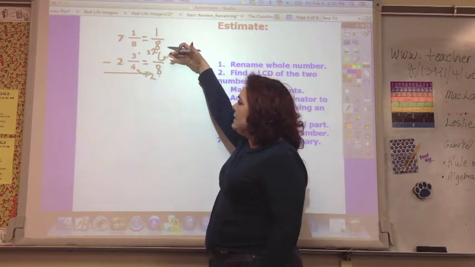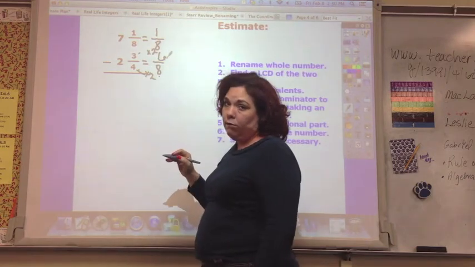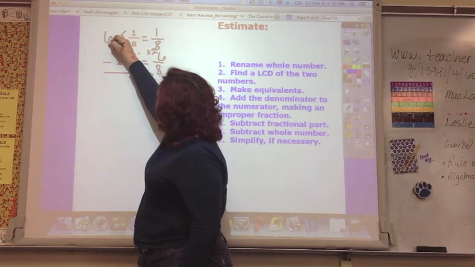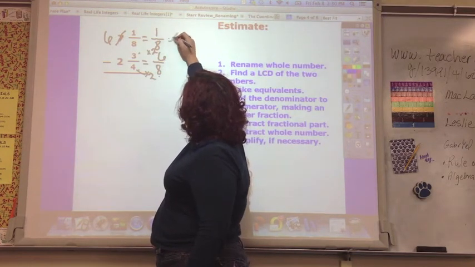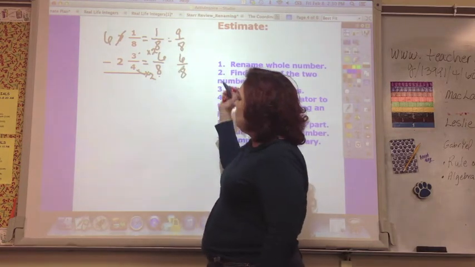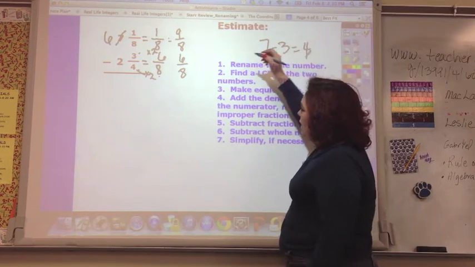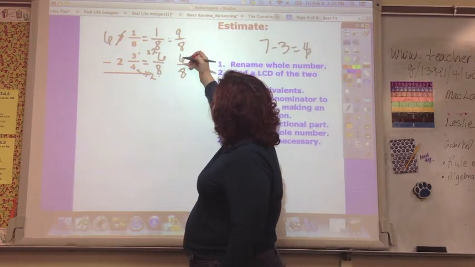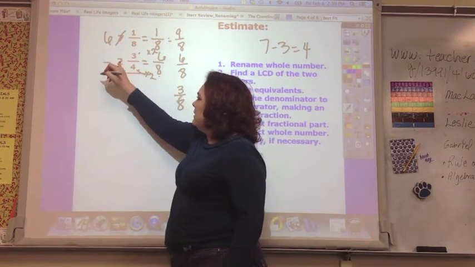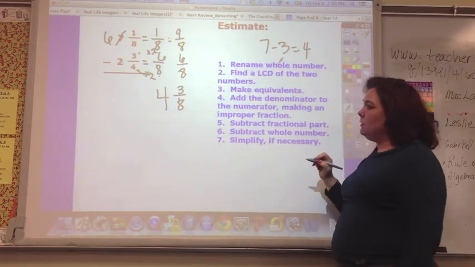Now, I can't take 6 from 1. So I have to borrow. This becomes a 6, and I add this up, and 9/8 minus 6/8, and now I just realized I didn't estimate. That was 7 minus 3 equals 4. And 9 minus 6 is 3/8, and 6 minus 2 is 4. So I get 4 3/8, which is close to 4.